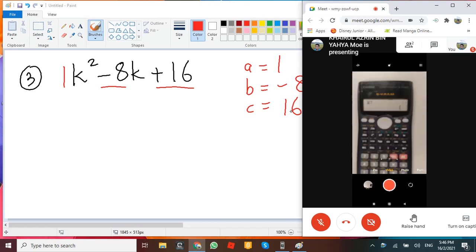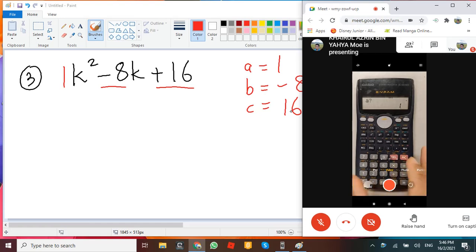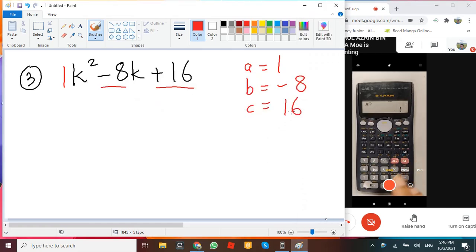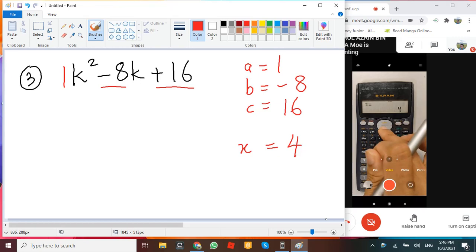Okay, the value of a is 1, b negative 8 equal, and c is 16 equal. So we get the value is x equal to 4. We try going down. Nothing happened. Yeah, there is no x1 and no x2 this time. Only x. So how you want to write the answer?